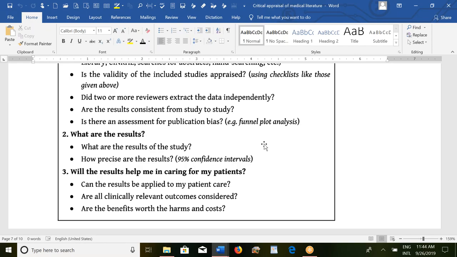Then what are the results of the study, and how precise are the results? To see the precision, you are going to use confidence intervals. Then the third question will be, will the results help me in caring for my patients?